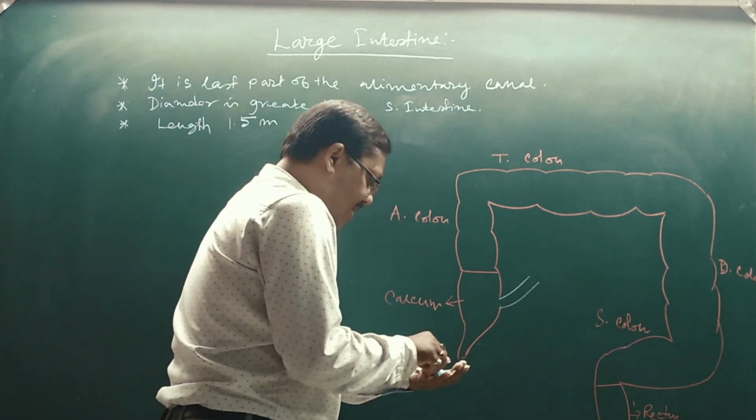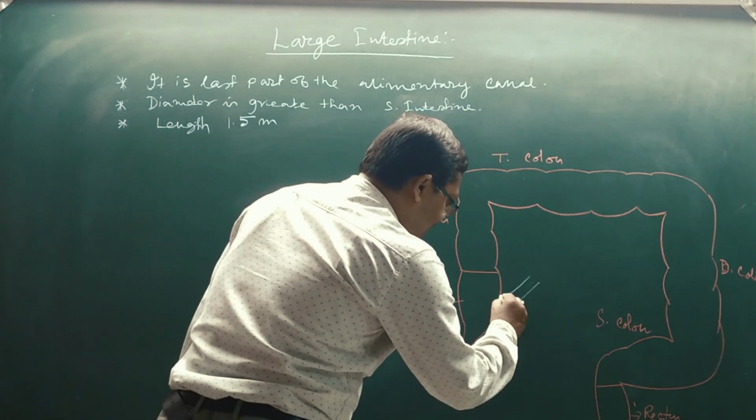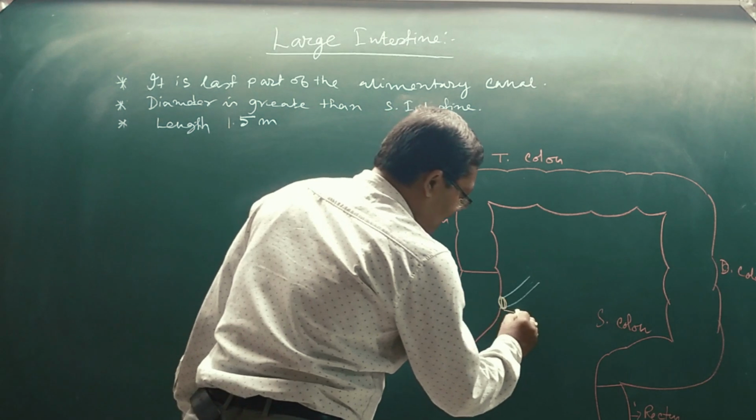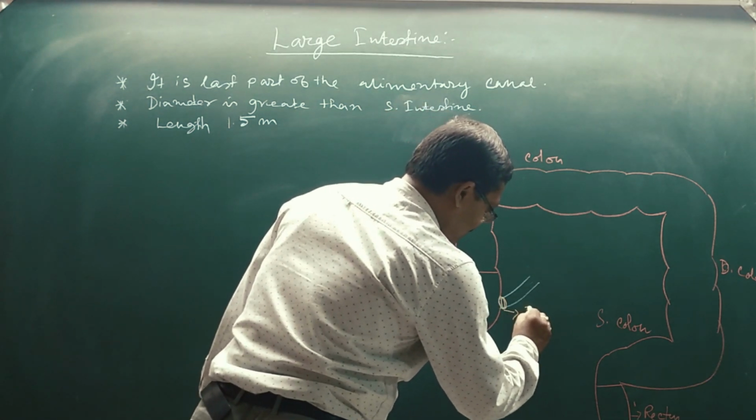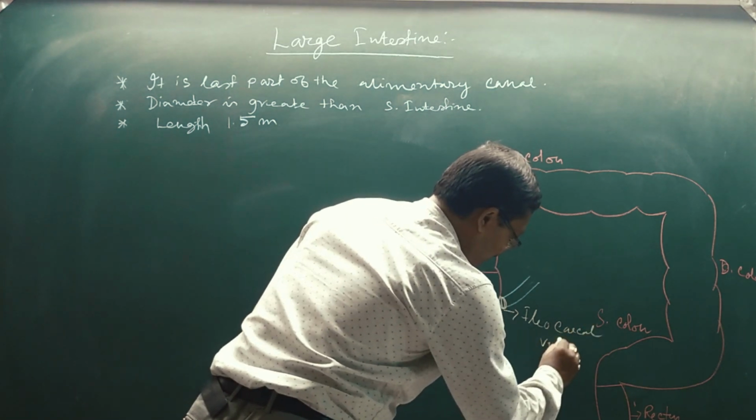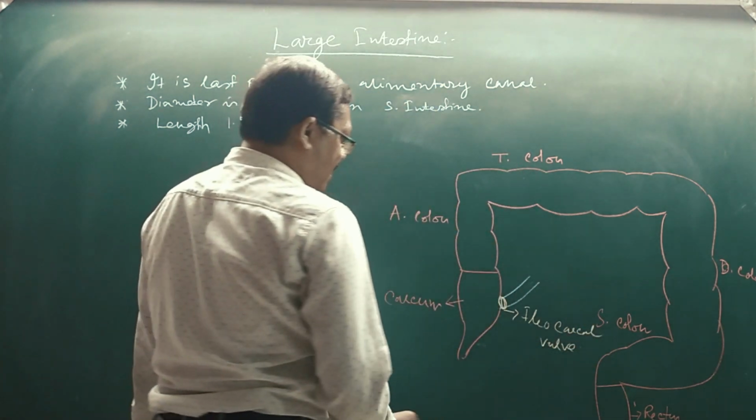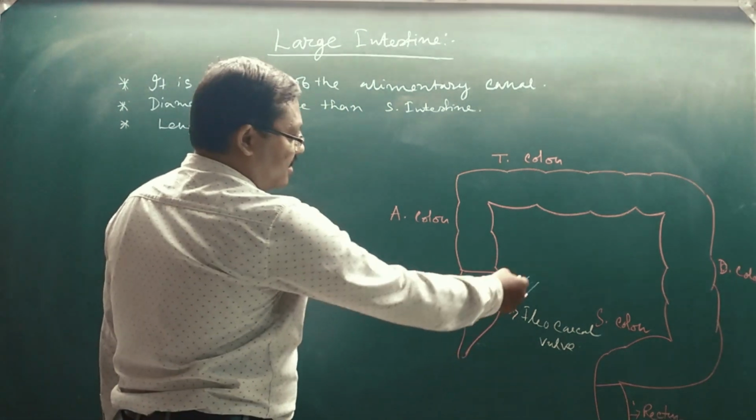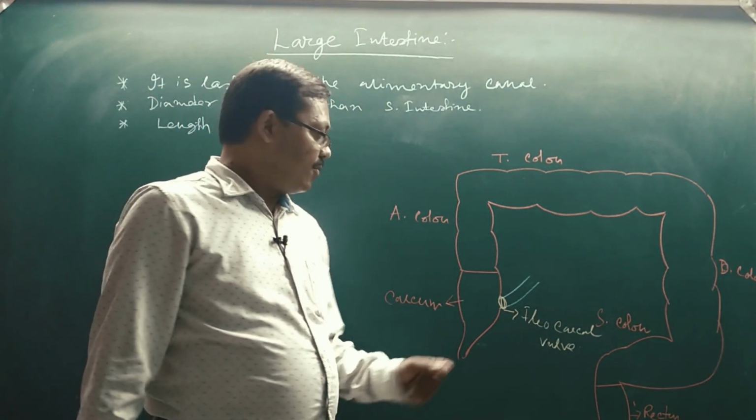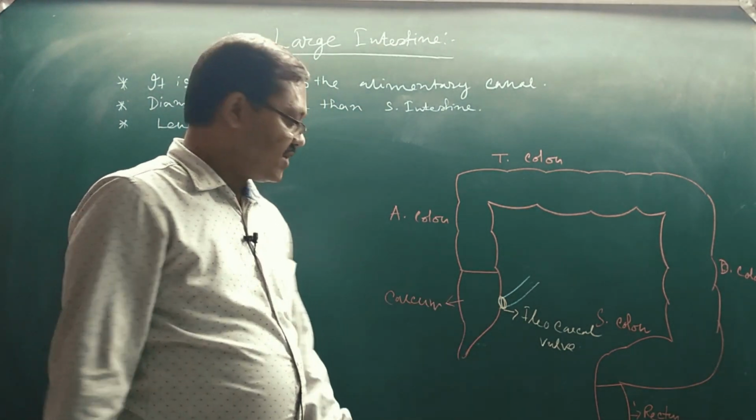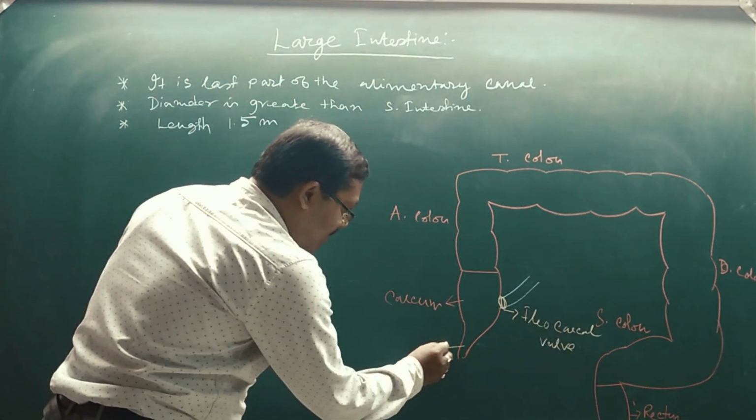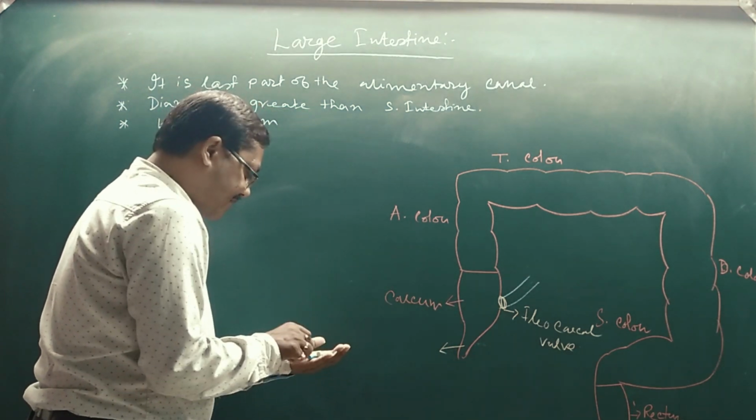This cecum region is guarded by a sphincter, a circular smooth muscle. This sphincter is called the ileocecal valve. The ileocecal valve regulates the entrance of the undigested food materials into the cecum. At the end of the cecum, a tubular structure is present. This is called the vermiform appendix.